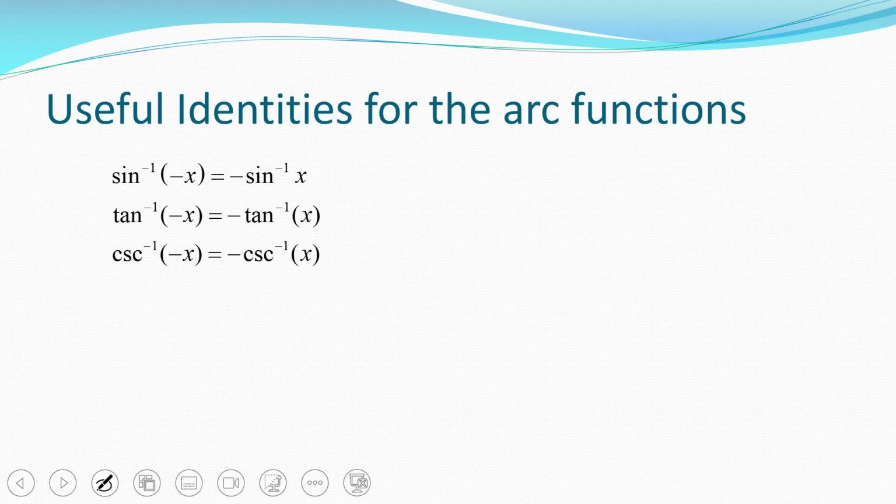Some of these identities that are extremely useful for the arc functions include at least these three. The arc sine of negative x is the opposite of the arc sine of x. The arc tangent of negative x is the opposite of the arc tangent of x. The arc cosecant of negative x is the opposite of the arc cosecant of x.